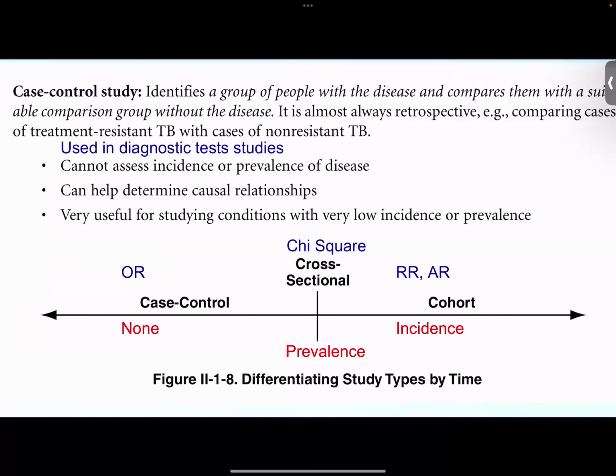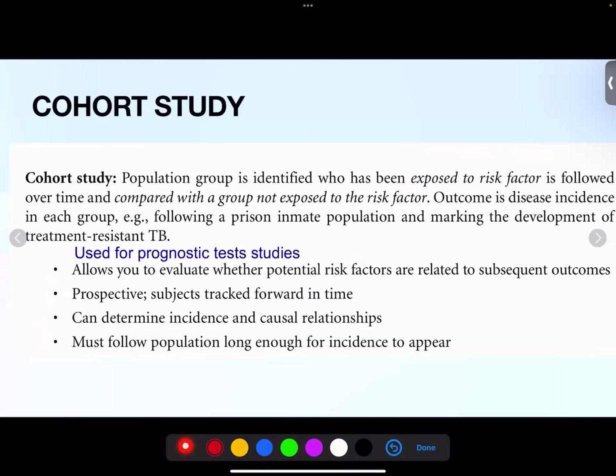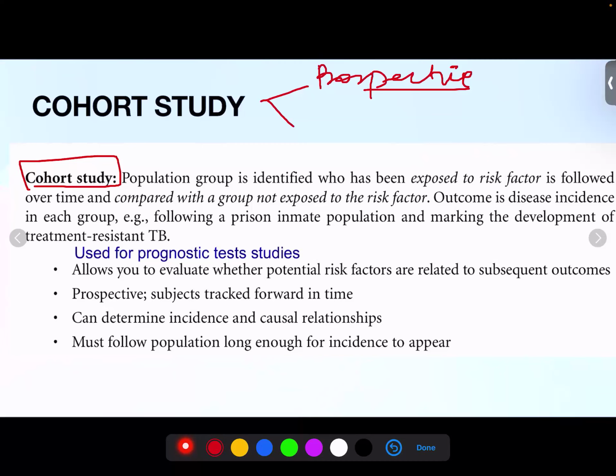Okay, so the next would be cohort. So we'll be studying cohort here. A cohort study can go in two directions, but usually it is a prospective study, though it can also be retrospective.